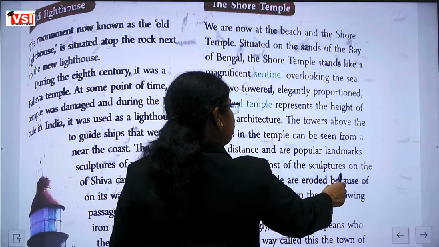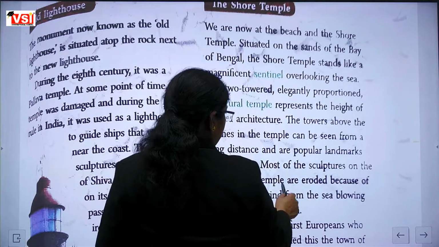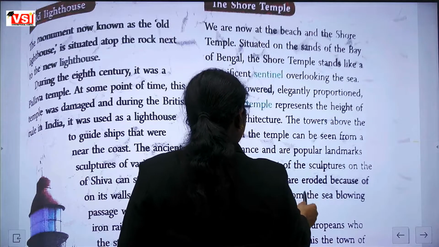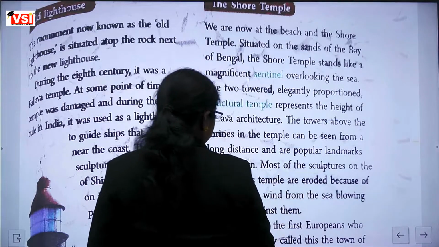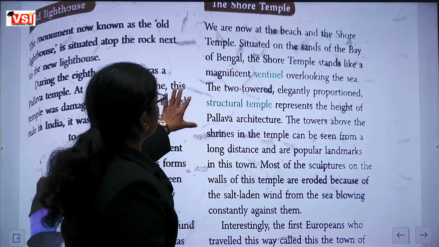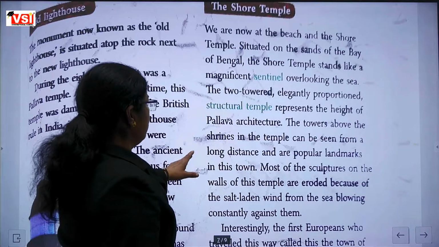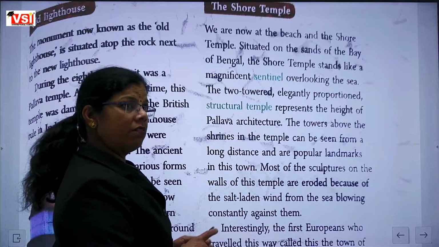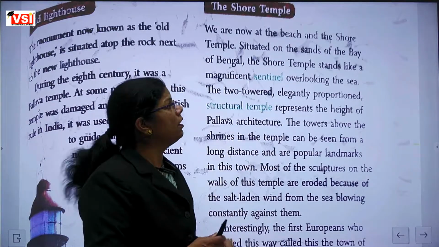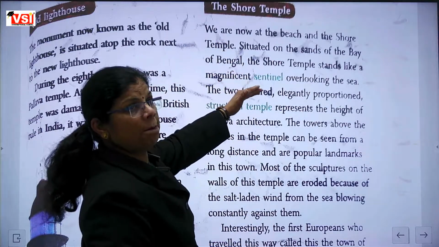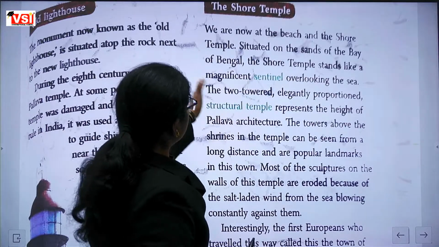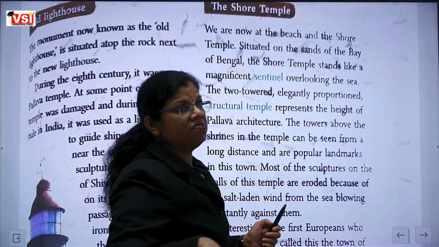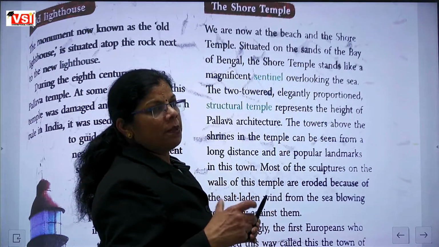Most of the sculptures on the walls of this temple are eroded because of the salt-laden wind from the sea blowing constantly against them. We are now, again, they crossed that old lighthouse. After crossing the old lighthouse, they reached the next temple, that was the Shore Temple. We are now at the beach. They are saying that now we were at the beach, meaning at the bank of the sea.